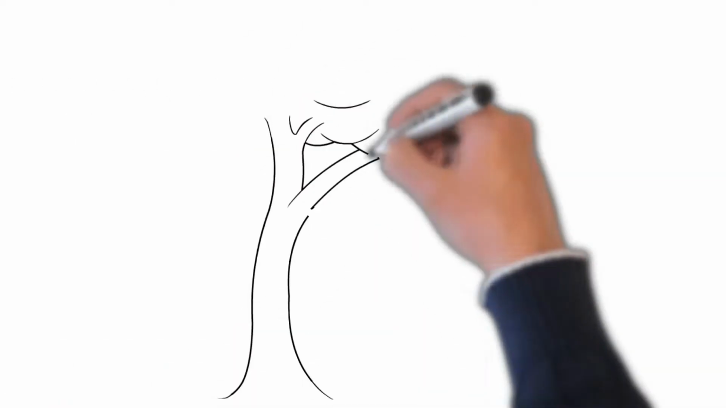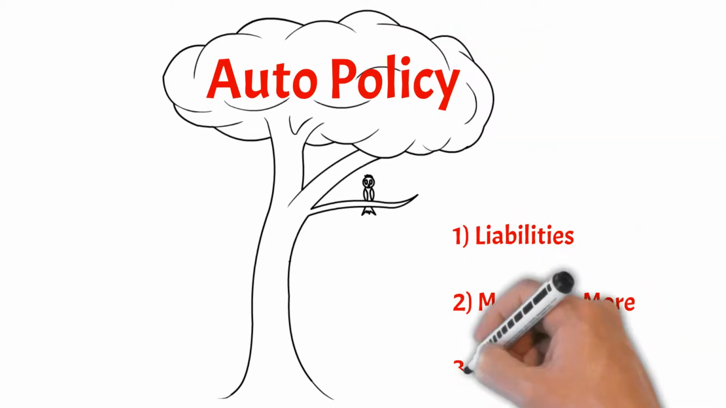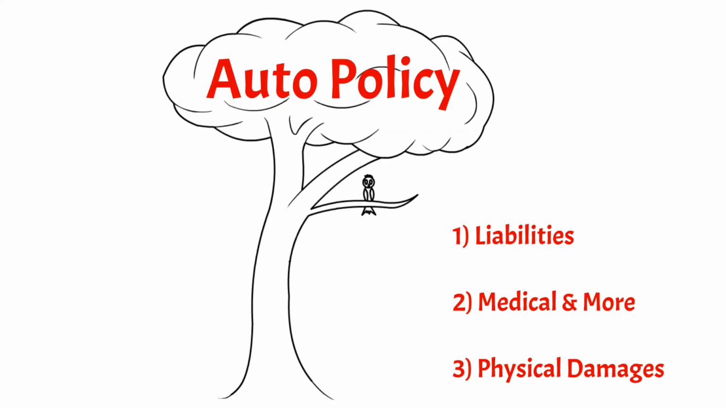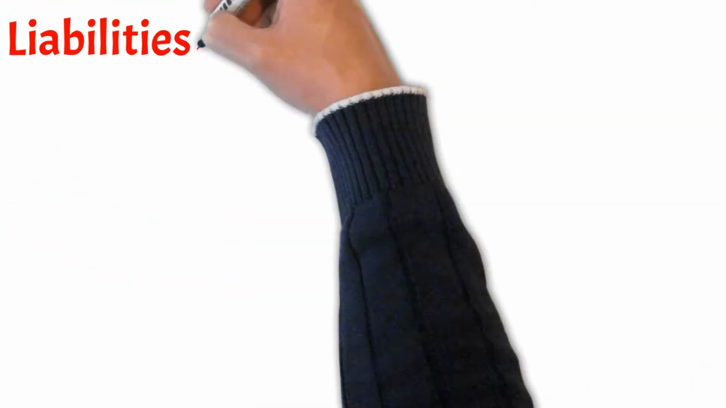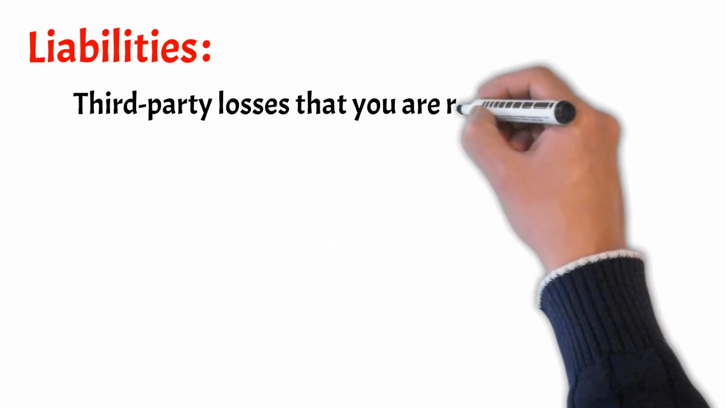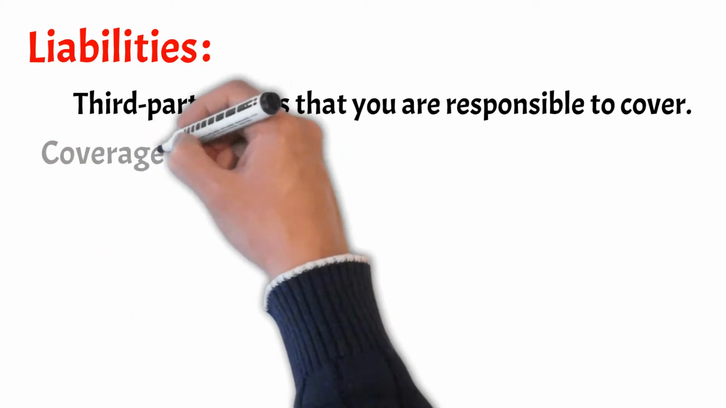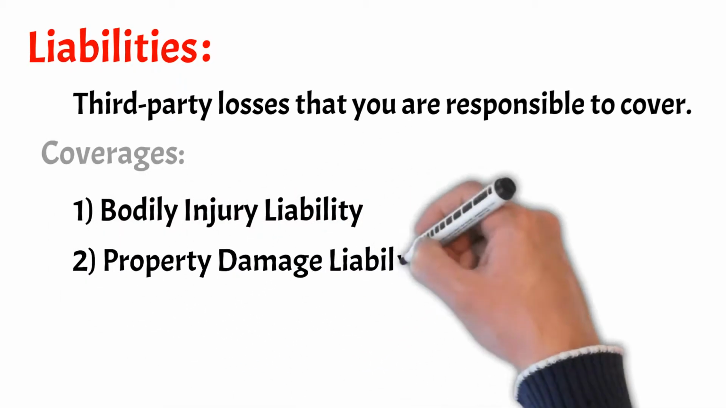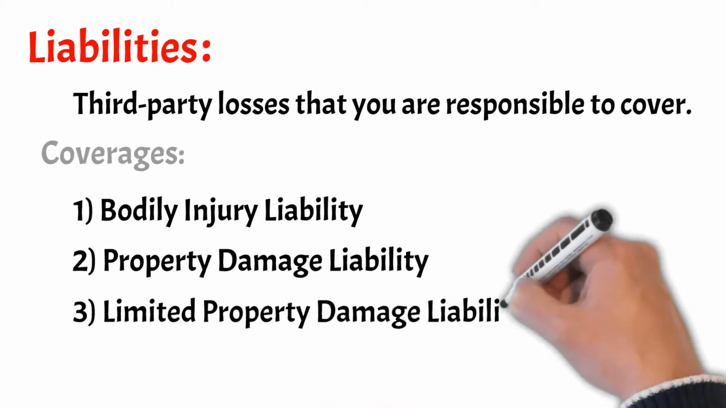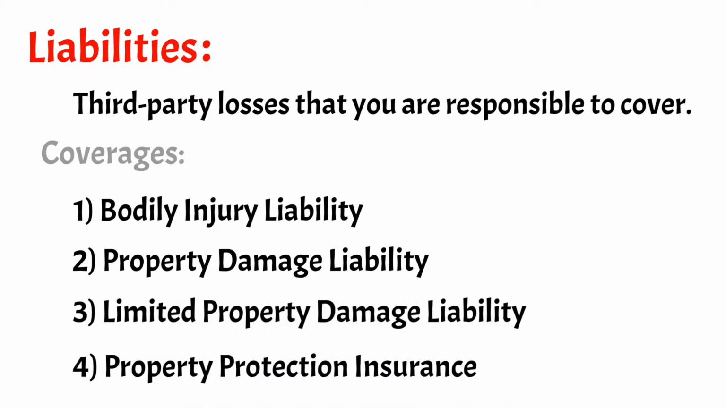Today we're going to discuss the ins and outs of the liabilities section of a Farm Bureau auto policy. An auto policy consists of three branches: liabilities, medical and more, and physical damages to the vehicles. Today we will be focusing on the liabilities branch. Liabilities are third-party losses that you are responsible to cover. A Farm Bureau auto policy has the following coverages: bodily injury liability, property damage liability, limited property damage liability, and property protection insurance. In this video, we will break down each of these four types of liability coverages.